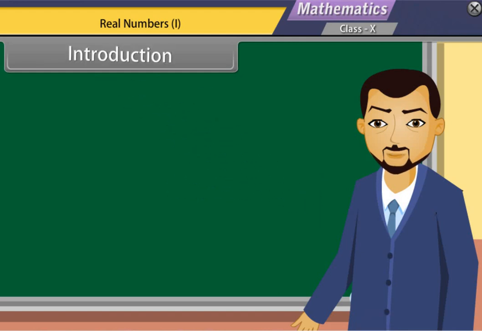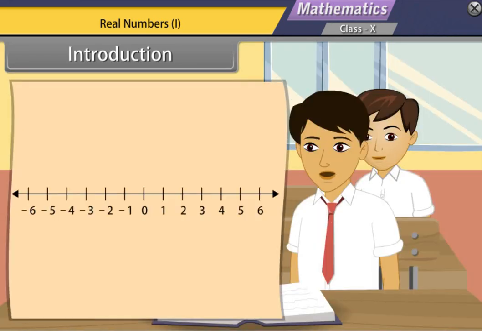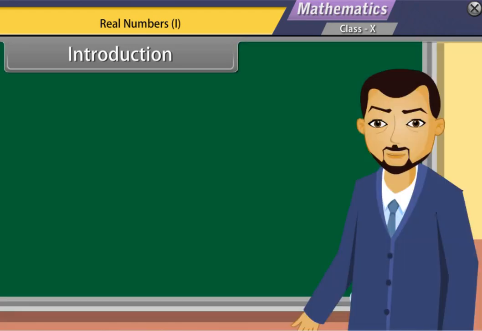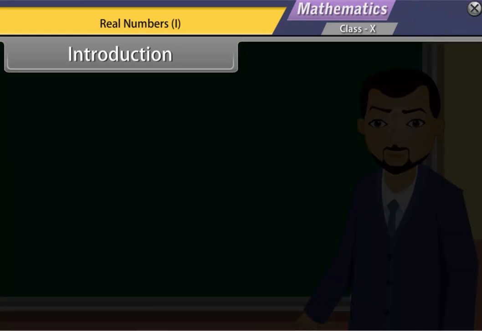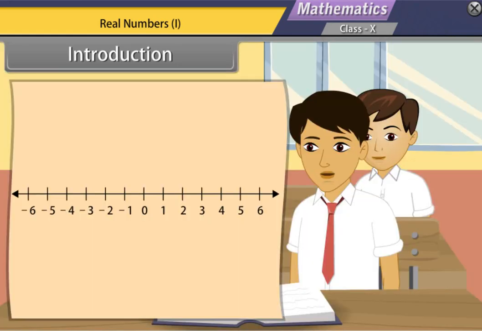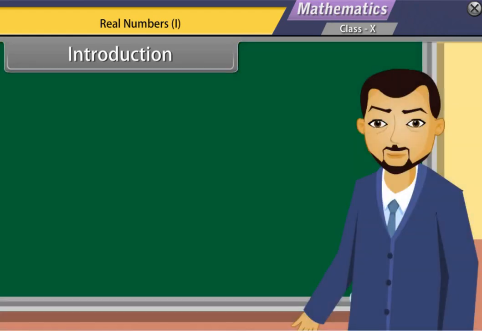Introduction. Students, do you know what integers are? A whole number that can be positive, negative, or zero. Correct. And what are whole numbers? The set of numbers that include 0 plus the set of natural numbers. Good. Today we will learn about real numbers.